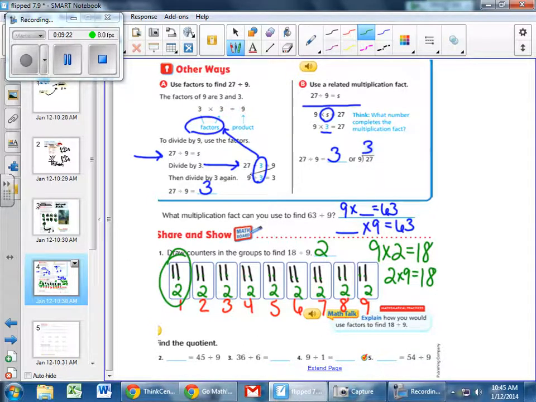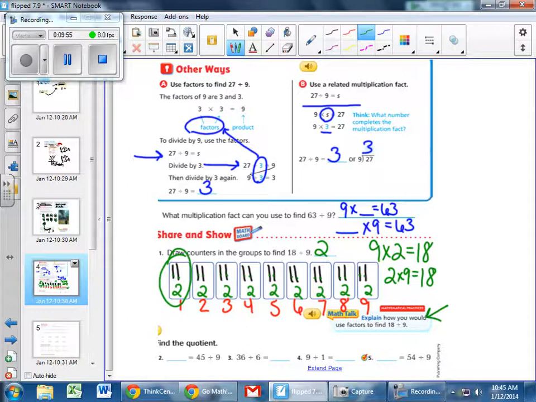Okay. This one on the bottom, explain how you would use factors to solve 18 divided by 9. Since you know the factors of 9 are 3 and 3 again, you're going to divide 18 by 3, and then divide that quotient by 3 again. So you have 18 divided by 3 equals 6, and 6 divided by 3 equals 2. So 18 divided by 9 equals 2. Just kind of making sure you can break that apart and explain it.